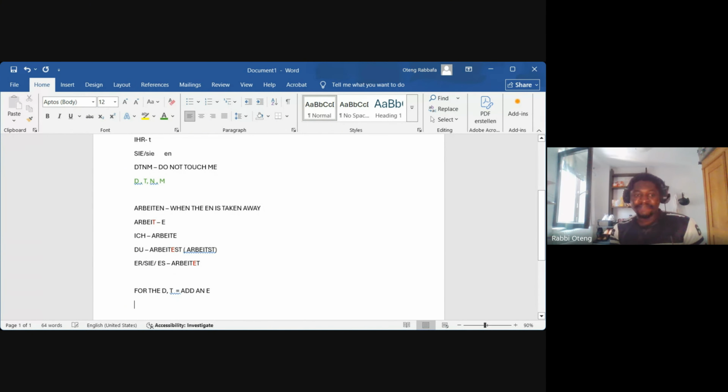Okay, but for verbs whose stems end with N and M, no. The rule says D, T and M, but for N and M there's always an exception. So for verbs that end with N and M, you need to learn them by heart. Who can give an example of a verb whose stem ends with N or M?